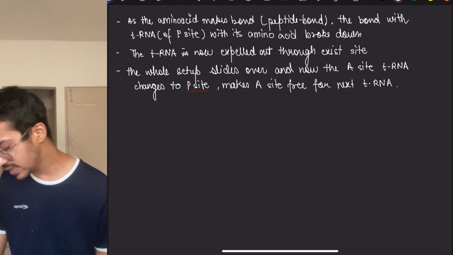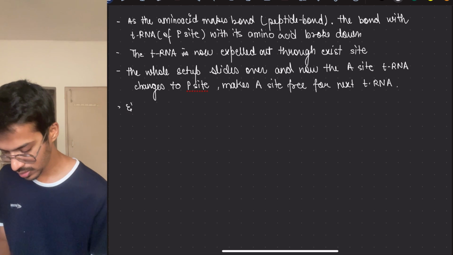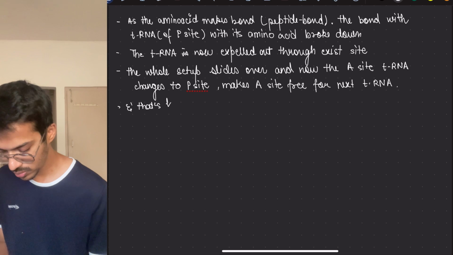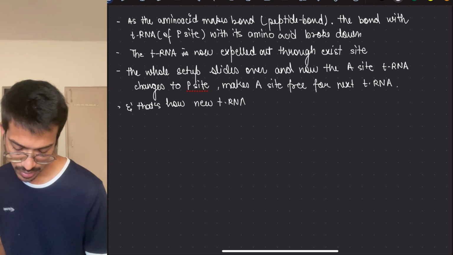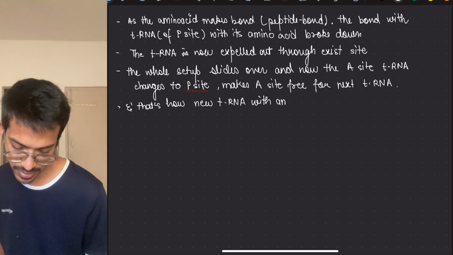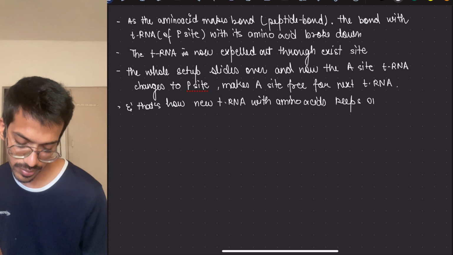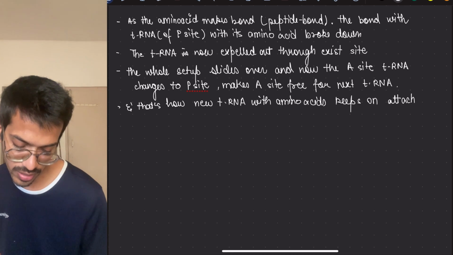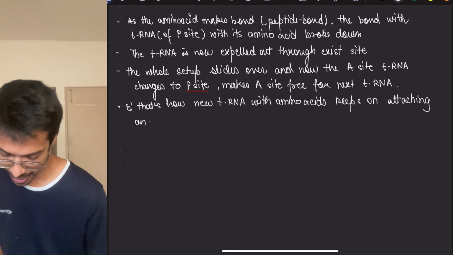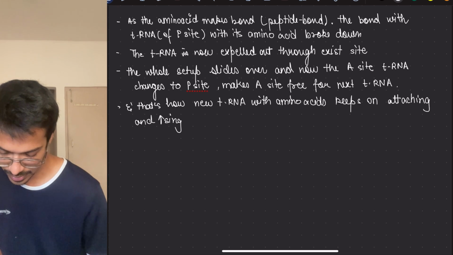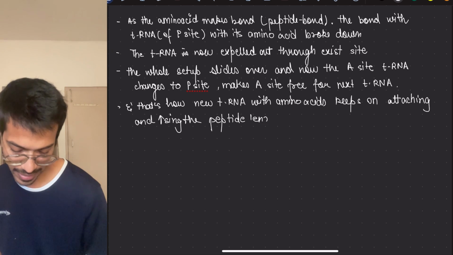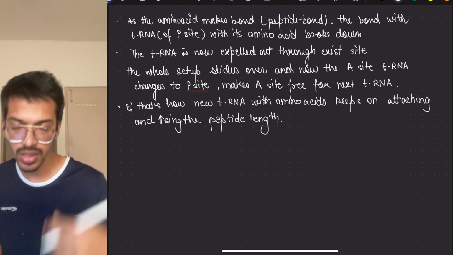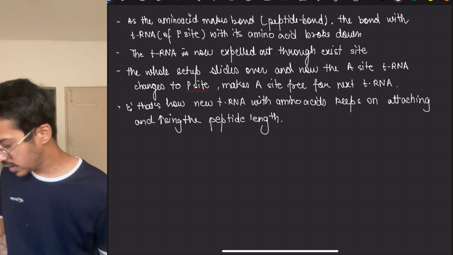That's why it keeps on gliding, and that's how new tRNA with amino acids keeps on attaching and increasing the peptide length, whatever the number of things that needs to be done.